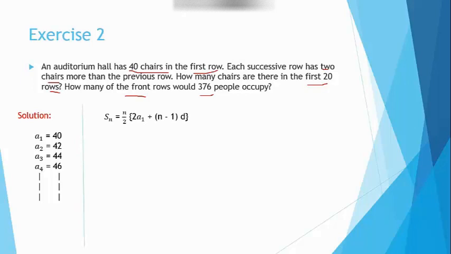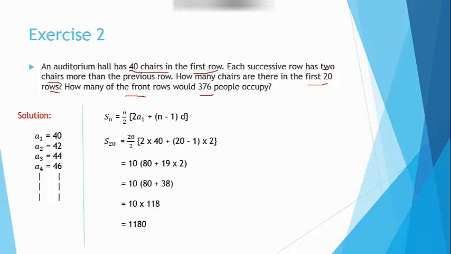If we use that equation, Sn equals n by 2 times 2a1 plus n take away 1 times d, S20 equals 20 over 2 times 2 times 40, plus 20 take away 1 times 2. That would be simplified to 10 times 80 plus 19 times 2. And by simplifying, we get S20 equals 1180. So that is the number of chairs in the first 20 rows in the hall.